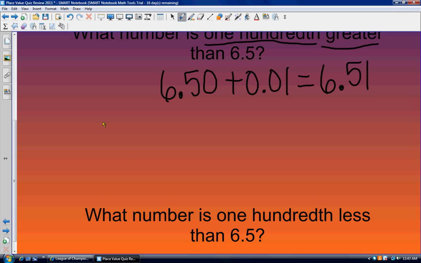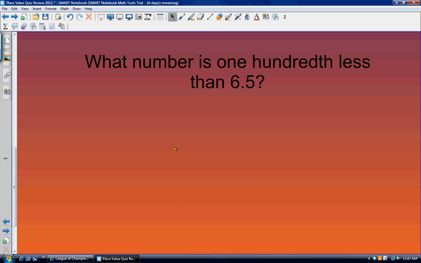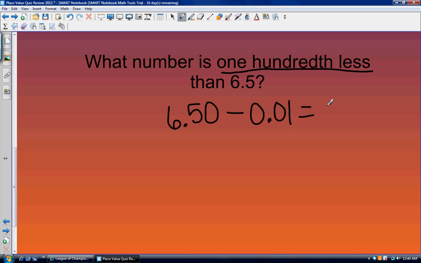Alright, moving down to your last example. This example says, what number is 100th less than 6 and 5/10? Again, do not panic because this number only has tenths as a place value. Remember the zero and make it have a hundredths place value. Here we go. We've got $6.50 in our pocket. We give 1/100th to our friend, or 1 penny to our friend, and we have 6 and 49 hundredths, or $6.49.